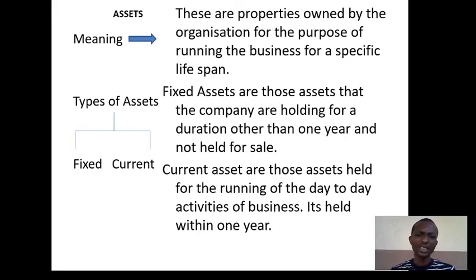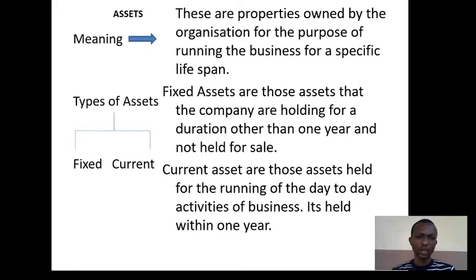Now, what are these types of assets? If you want to look at examples of fixed assets, let me quickly list one or two. Like plant and machinery, like building. So people will say land and building, or building. Like furniture and fittings. Like motor vehicles. All those are examples of fixed assets.